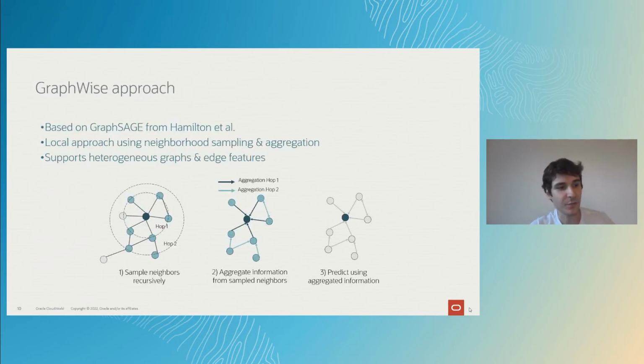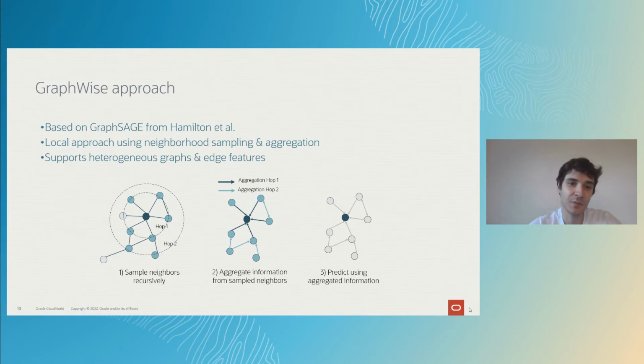Let's dive a bit more into the GraphWise approach. The GraphWise approach is actually based on a publication in academia, the GraphSage model from Hamilton and others. And this approach was very important. It gave a great recipe for how to make scalable models that can be applied on very large graphs and still have very good accuracy and performance speed. And to solve both the problem of scalability and accuracy, GraphSage uses an approach which can be divided in 3 steps.